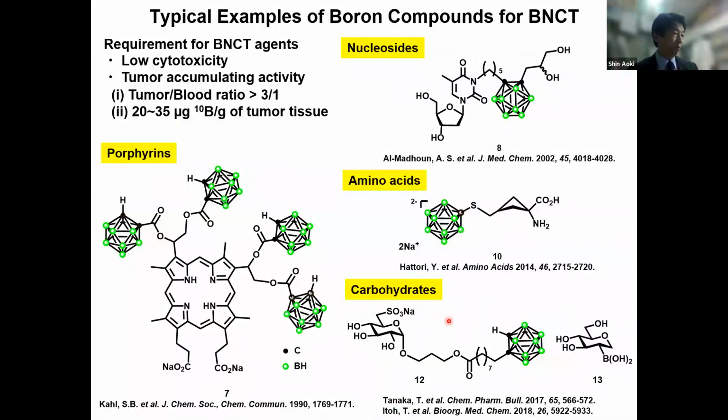As I told you, many people tried BNCT agents which have many different scaffolds, such as porphyrins, nucleosides, amino acids, and carbohydrates. But once again, only 2 compounds, BSH and BPA, have been approved as BNCT agents.